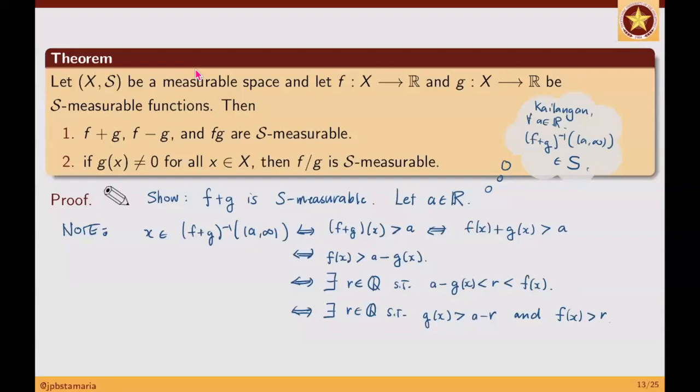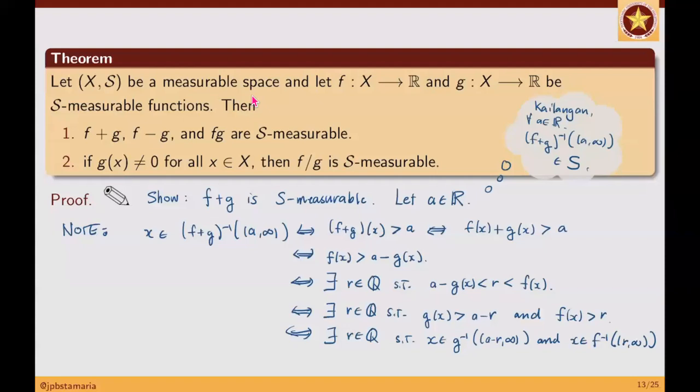Okay. Why would I want to write that in that manner? Ganito. Si X kasi, kapag si G of X ay greater than A minus R, nasan si X? Si X ay nasa inverse image ng interval from A minus R to infinity. Diba? At kapag naman ang F of X ay greater than R, nasan si X? Si X ay nasa inverse image ng R to infinity under F. Okay.